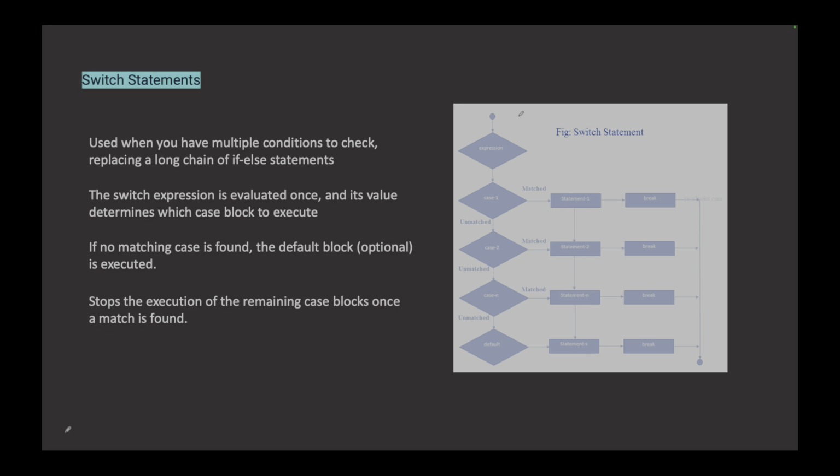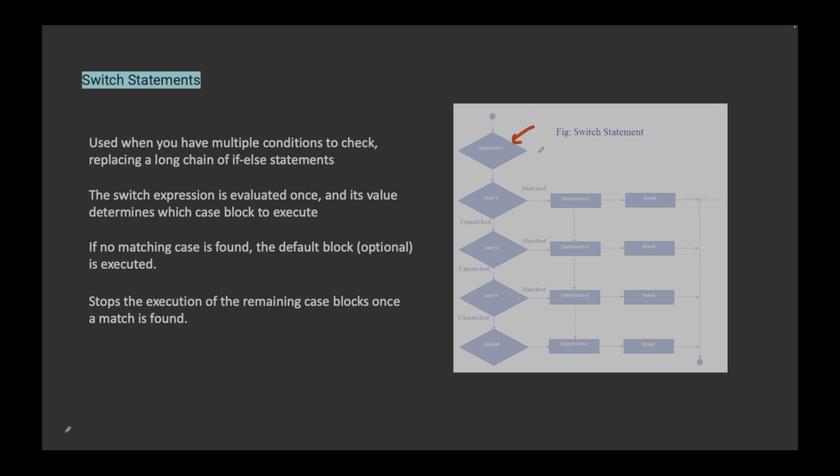In the flowchart, you can see the expression over here. One expression will be defined from here, and under that expression we will put some options, that is case 1, 2, as many cases as you want to put, up to case n, and default.